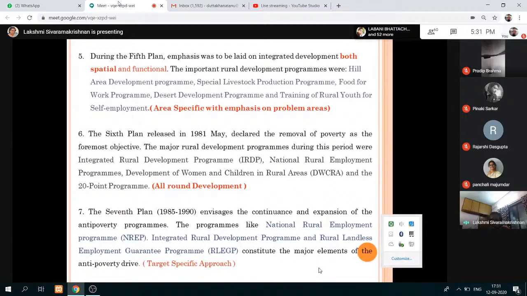Along with it, we had the 20-point program for the all-round development. Now, the 20-point program has a lot of components. If the students want, I can send it to them later. Now, the seventh plan period gave focus again to the target specific, where emphasis again was on rural employment, and particular emphasis was given to the Rural Landless Employment Guarantee Scheme, which later came to be known as MGNREGA.